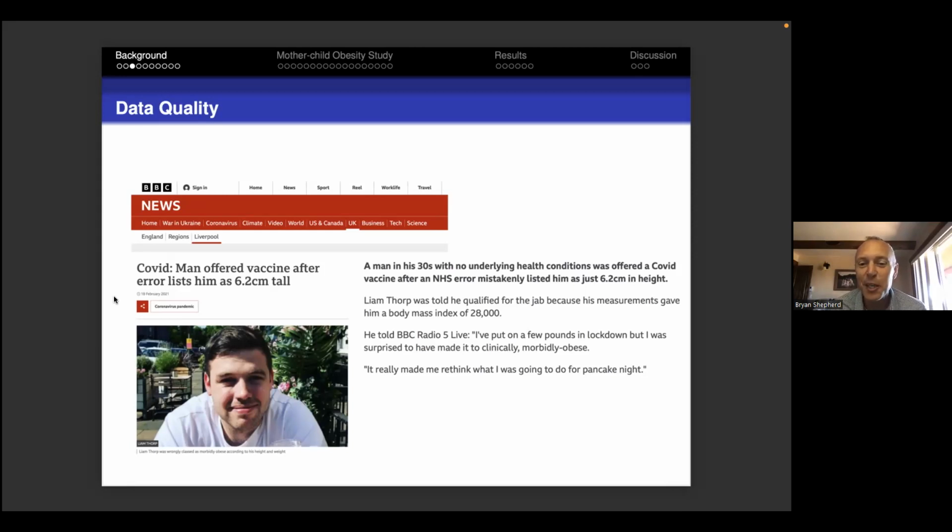A man in his 30s with no underlying health conditions was offered a COVID vaccine after an NHS error mistakenly listed him as just 6.2 centimeters in height. Liam Thorpe was told he qualified for the jab because his measurements gave him a body mass index of 28,000.